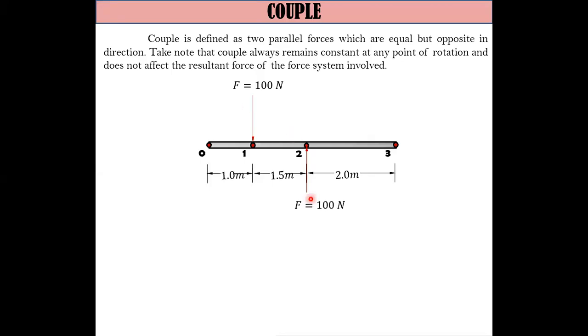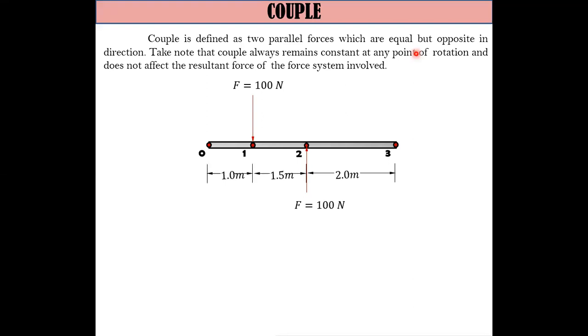Okay, so let's talk about couple. Couple is actually a type of moment. This is defined as two parallel forces which are equal in magnitude but opposite in direction. Three requirements must be met first in order for us to determine two forces as a couple.